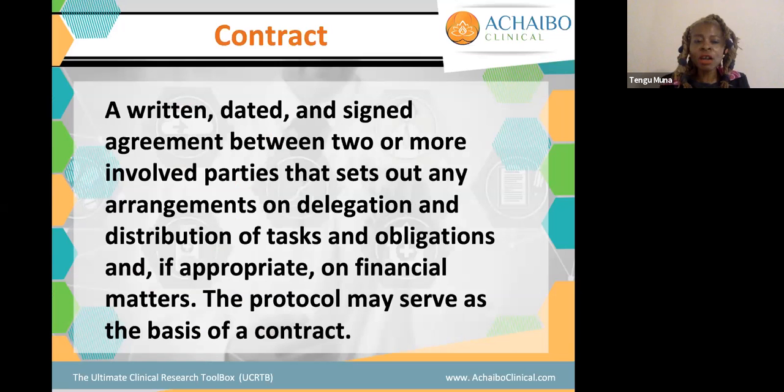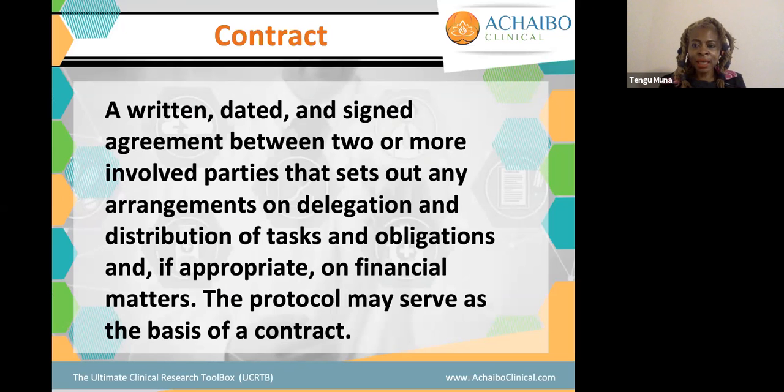And then a contract in clinical trials is pretty much the same as in any other industry. It's basically a written, dated, and signed document between two parties that tells you what kinds of obligations they're going to have in relation to working on the clinical trial.